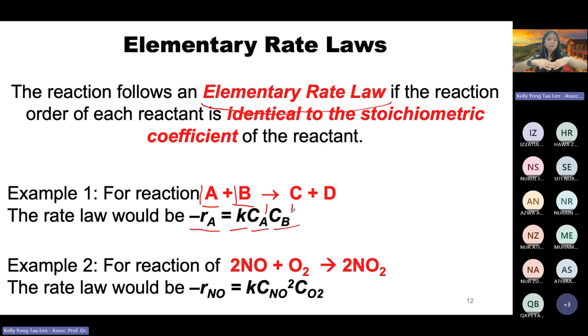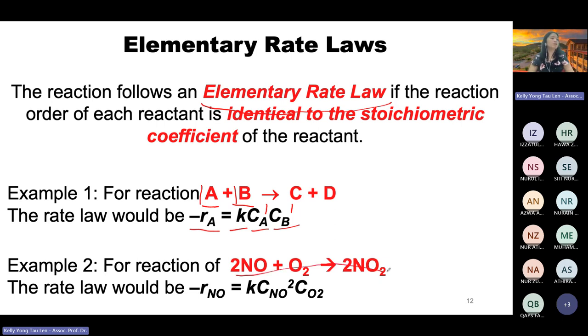But at this stage, kamu kena faham, bila kamu tengok rate law, kamu kena baca maklumat yang pertama, dia adalah elementary ke non-elementary rate law. Kalau elementary, kamu dah tak payah fikir panjang, kamu just tengok persamaan kimia dia, ambil kepekatan reactant dia, kuasa dia ikut stoichiometric coefficient dalam persamaan kimia dia.